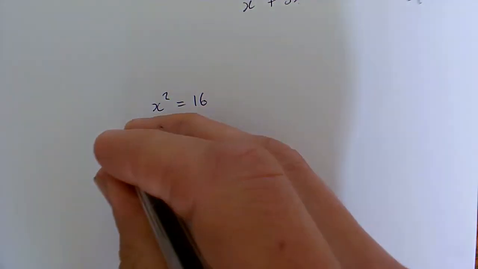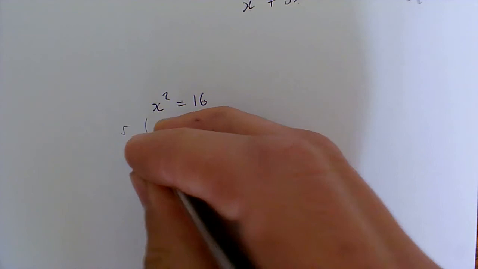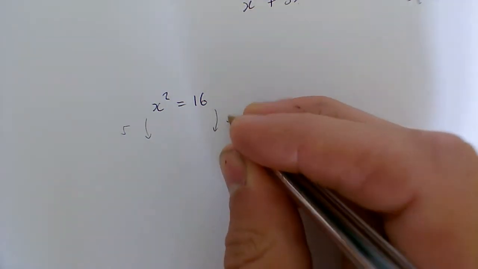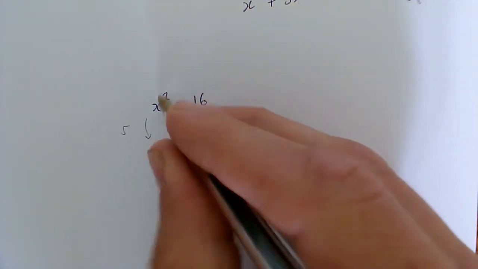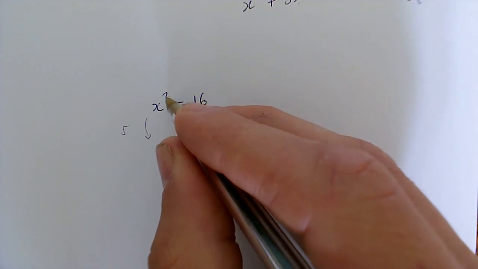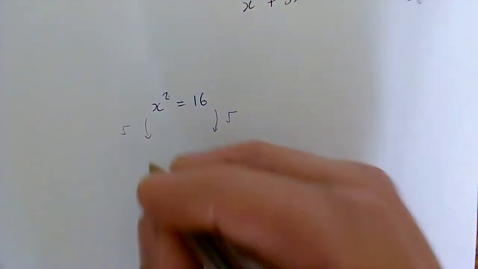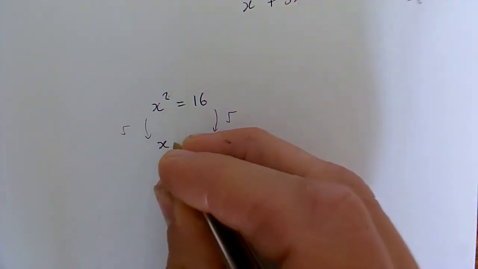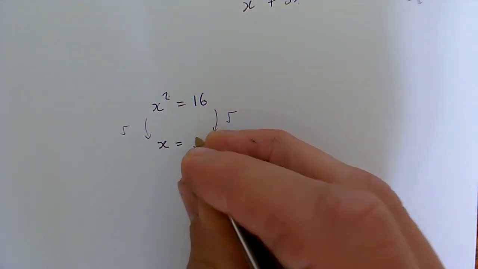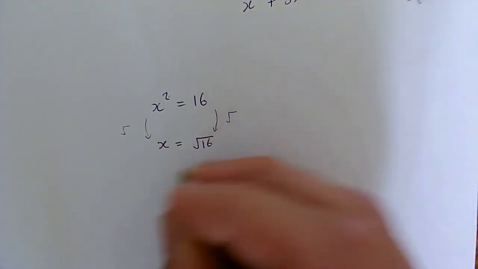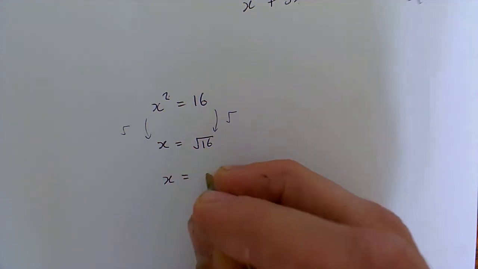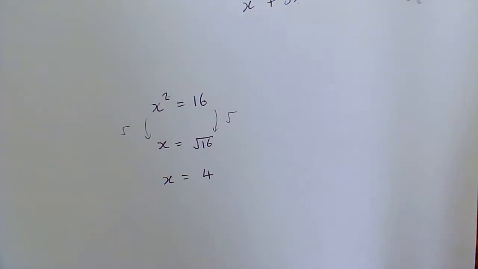Now, at the moment, we want to do the same to both sides. Well, we could square root both sides. That's the opposite of squaring. So we've got x squared here. The opposite of having x squared is the square root. So that leaves us with x equals square root 16. And the square root of 16 is 4.